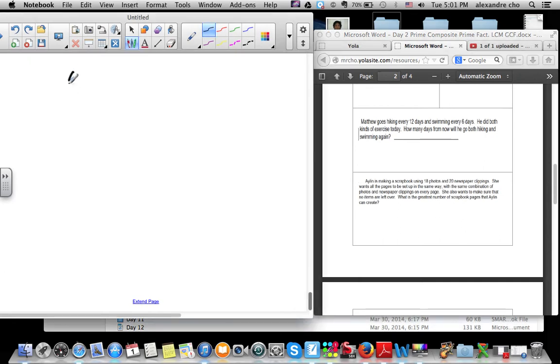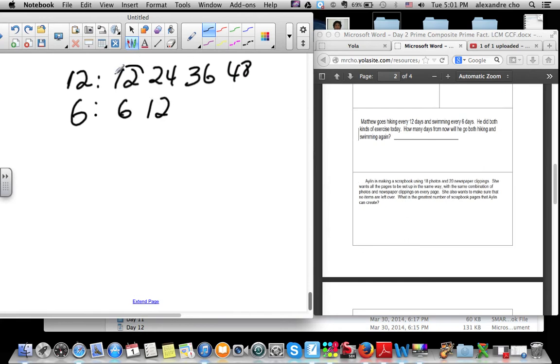So this is something that repeats over and over again, the hiking and the swimming. When a problem deals with something that's repeating over and over with another something that's repeating over and over, and you want to know when they meet, it's an LCM problem. So 12, 24, 36, 48, and 6, 12. There's your LCM.